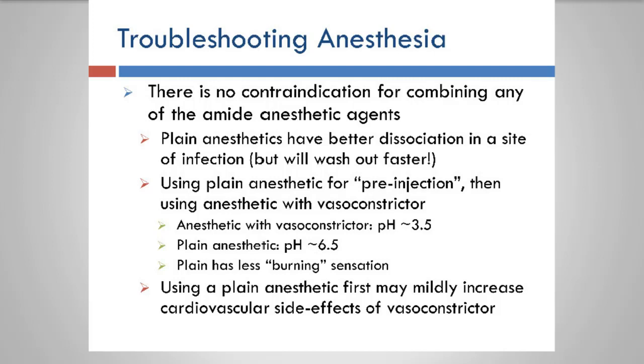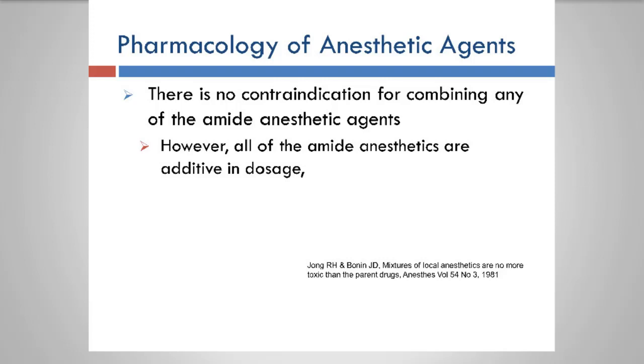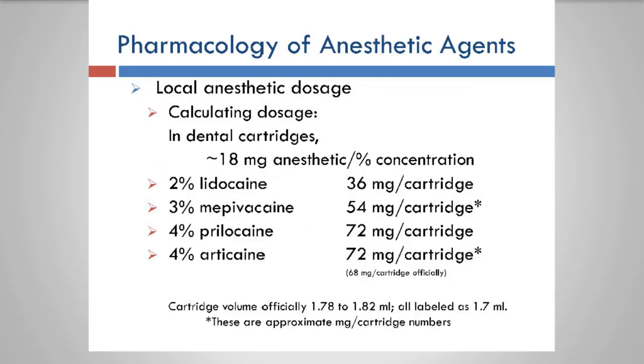Again, no contraindication to combining these amide anesthetics. The only thing is to keep in mind that they are additive in terms of dosage, so you don't want to exceed the maximum safe dosage for the agent of the highest concentration. So just real quickly, to get into our final phase here, looking at dosage. Roughly we have 18 milligrams of anesthetic per percent of concentration. So 2 times 18 is 36, 4 times 18 is 72. These are not exact numbers.